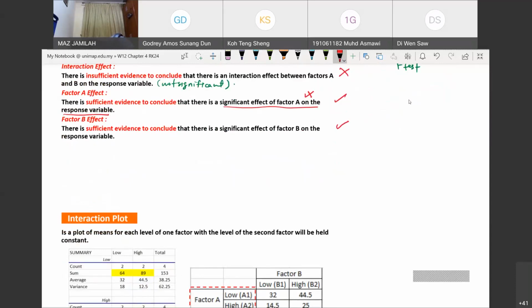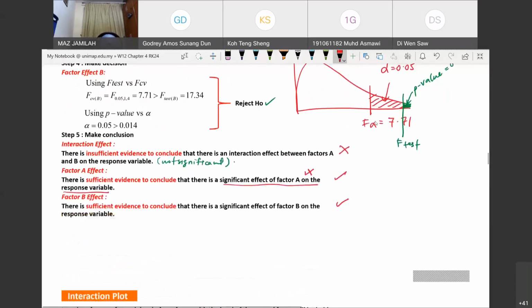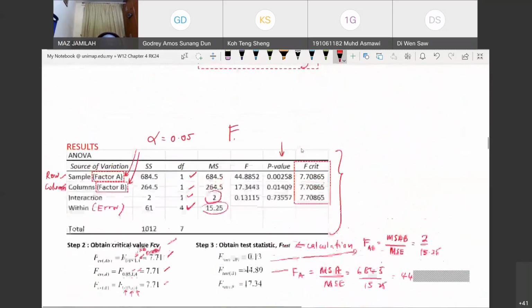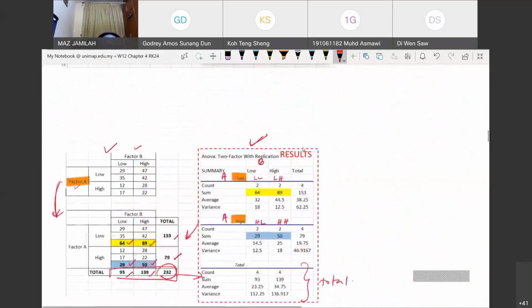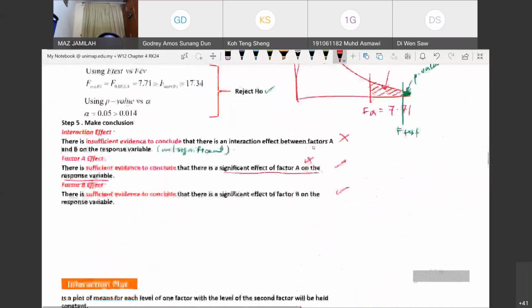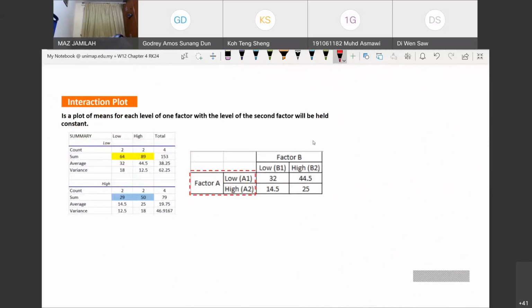I have discussed the concept of the two-way ANOVA with application. Hopefully the concept is clear when I discuss the example. If you don't have any question, I would like to move to the next part, which will be the interaction plot. Class, the interaction plot is important.